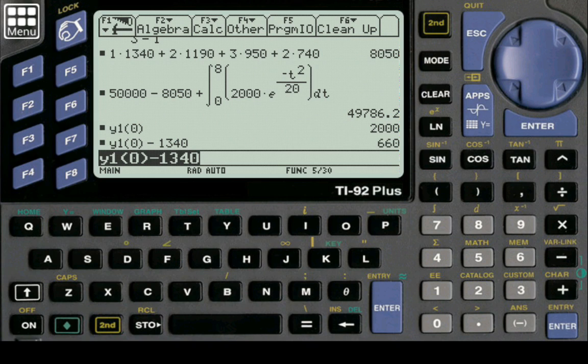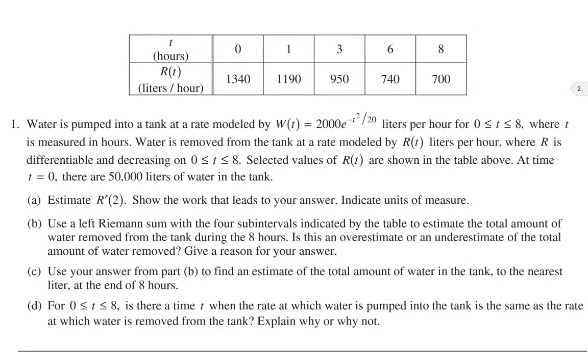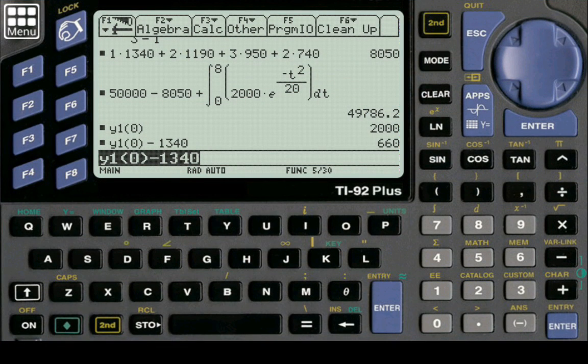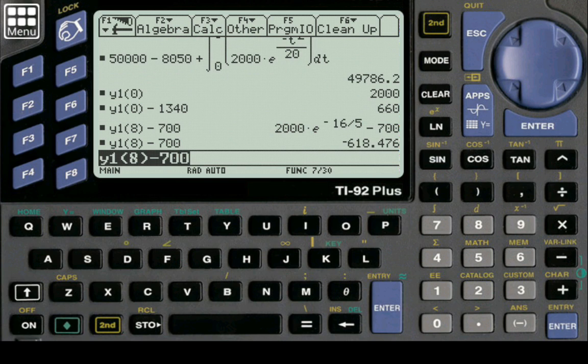Now what's the minimum value? Let's see on the table what R of 8 is. R of 8 is 700. But what's W of 8? W of 8 would be y1 of 8. So type y1 of 8 for your W of 8 minus 700 for your R of 8, and you get, well, I want a decimal for this, diamond enter, negative 618. So the maximum value of W minus R is 660.